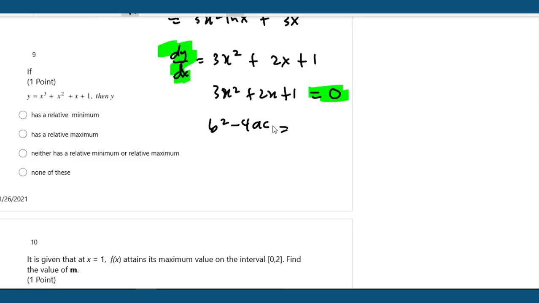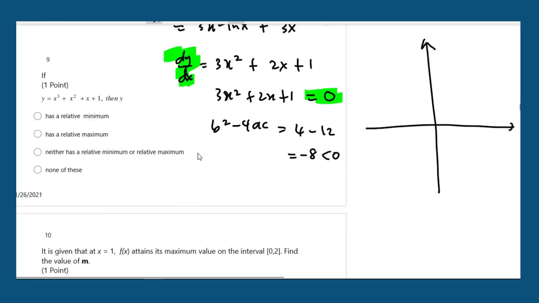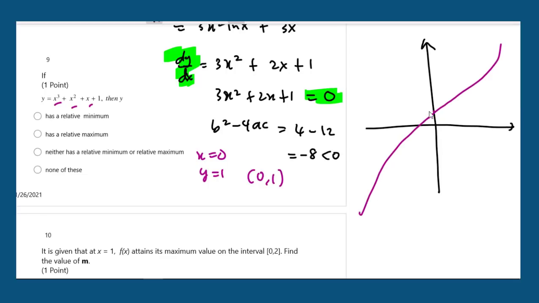And substitute 4 minus 4 times 3, 12. Okay, so it's negative 8, less than 0. This one is also a complex number. Actually, the graph is like this. When we substitute here, y is equal to 1, so (0, 1) is the intercept point here. So the graph is like this. From the graph, it shows no maximum and no minimum. So this is the answer.